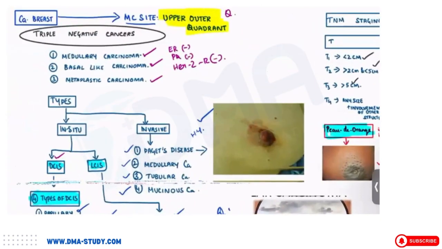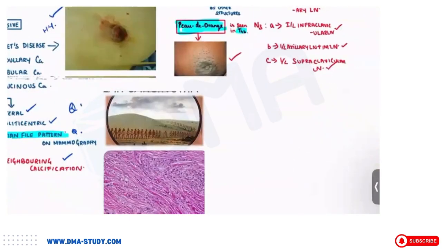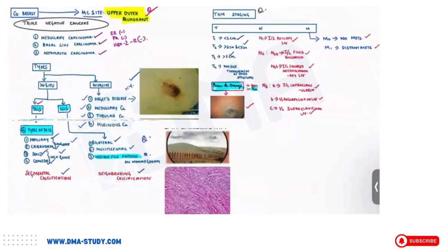And then we go for the cancer breast. Most common site is upper outer quadrant. Very important MCQ. Apart from that, you have Paget's disease. I have the Paget's disease picture in the next slide also. This one is Paget's disease, which is an invasive one. And apart from that, you may have medullary carcinoma, tubular carcinoma, and mucinous carcinoma. All these are invasive breast carcinoma, while the in situ ones are DCIS and LCIS.